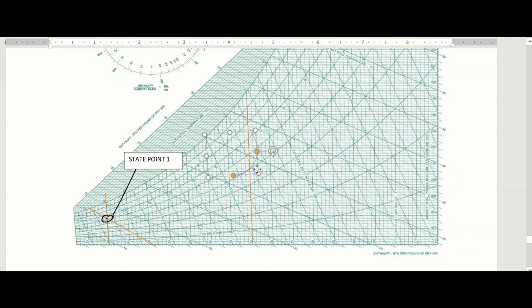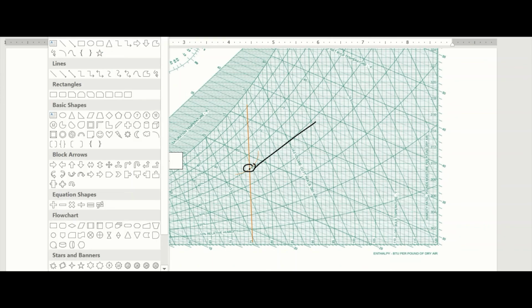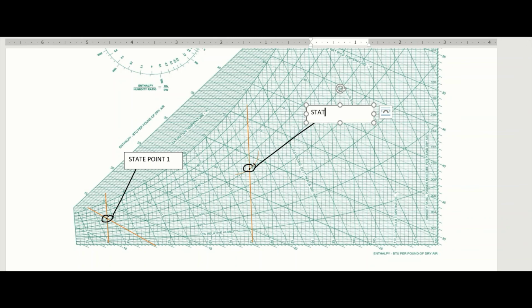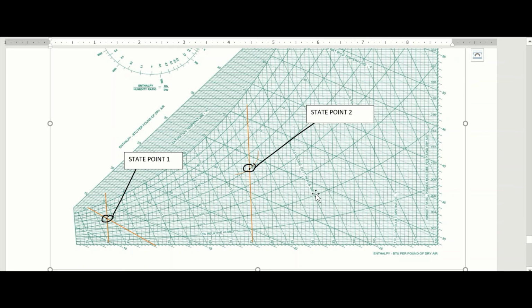Here is 50%. Good. That's 50%. So I can take my pencil and label my work. So this is my state point 2. That is my state point 2. So I will label it. Here is state point 2.